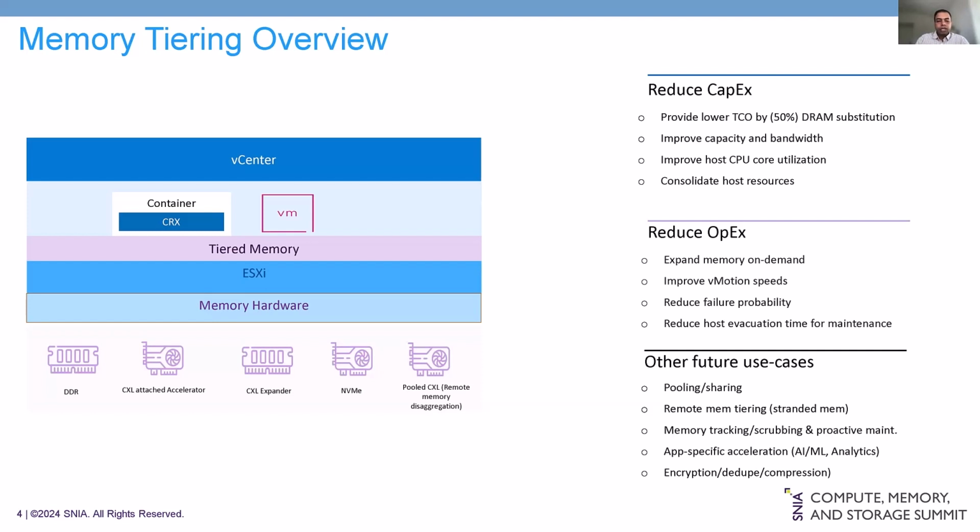And with a solution such as an accelerator solution, we can enable not just memory tiering and lower TCO, but we can go above and beyond some of the traditional memory based use cases and allow for things like vMotion acceleration or better page tracking and memory resiliency, and also other future use cases such as offloading some of the processing for encryption, dedupe, compression, or performing analytics, etc. Next.